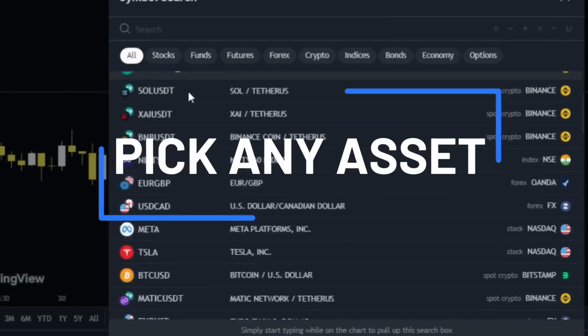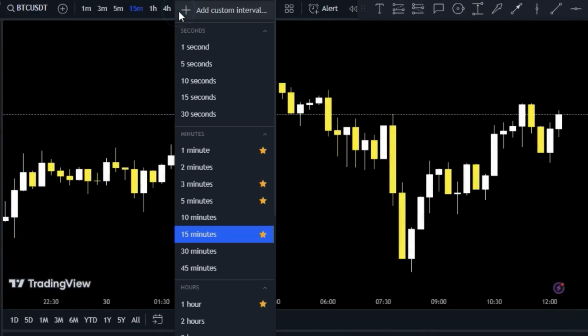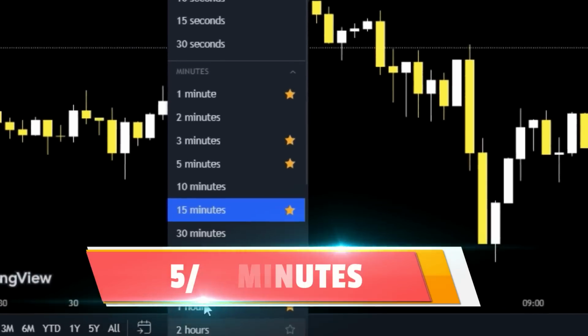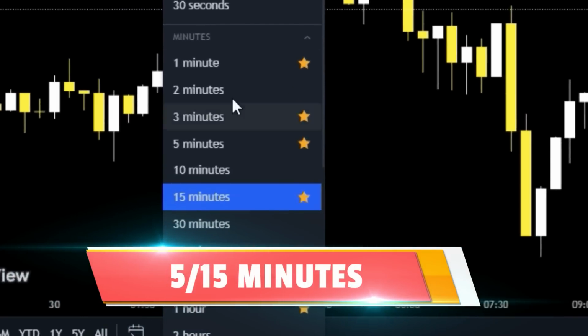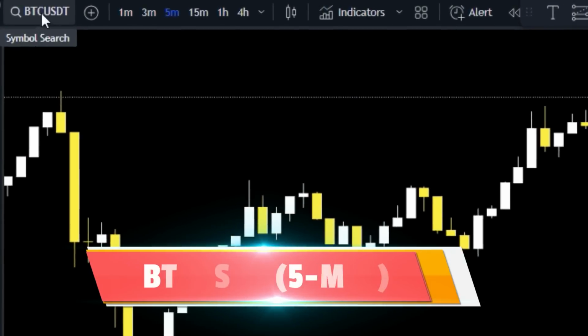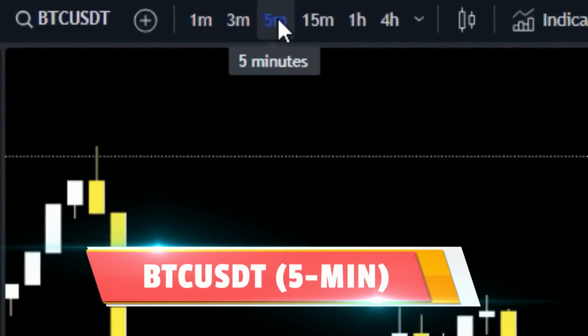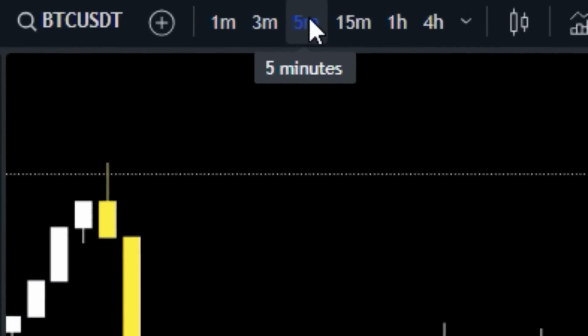Open TradingView and pick any asset you're stoked about. Next, set the time frame. For scalping, go for 5 or 15 minute chart. We're going to focus on Bitcoin using a 5-minute chart, an excellent choice for scalping strategies. This lets you react quickly to price movements, which is crucial for scalping.